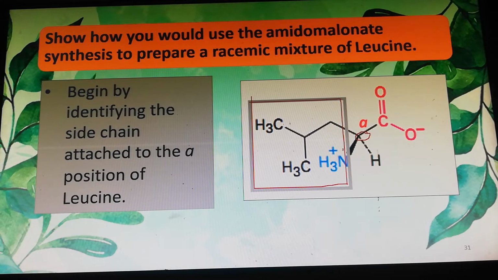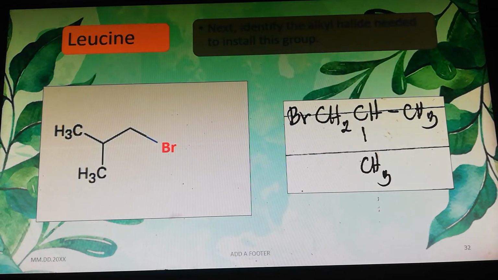The amino group is not included, because that's the amino group. So our side chain is this one, CH2. This one is CH, and then a methyl CH3 branches out from it, and there is also another CH3 attached to our other carbon. After we identified the side chain, we will identify the alkyl halide needed to install this group.